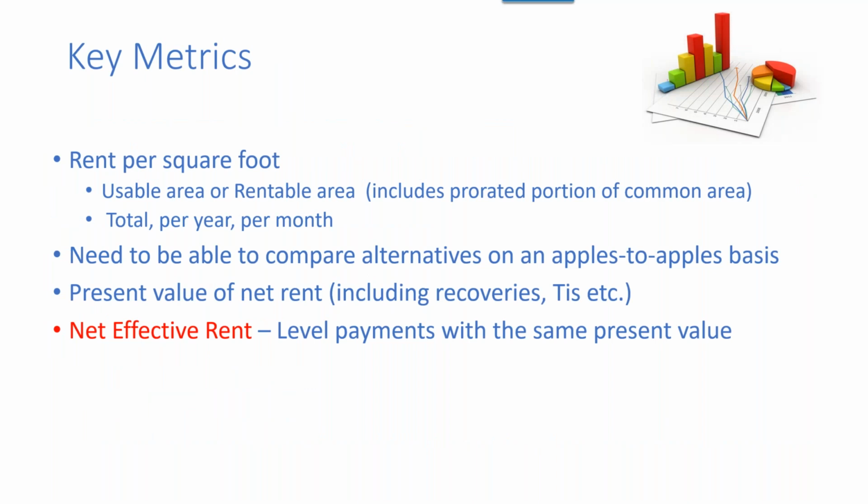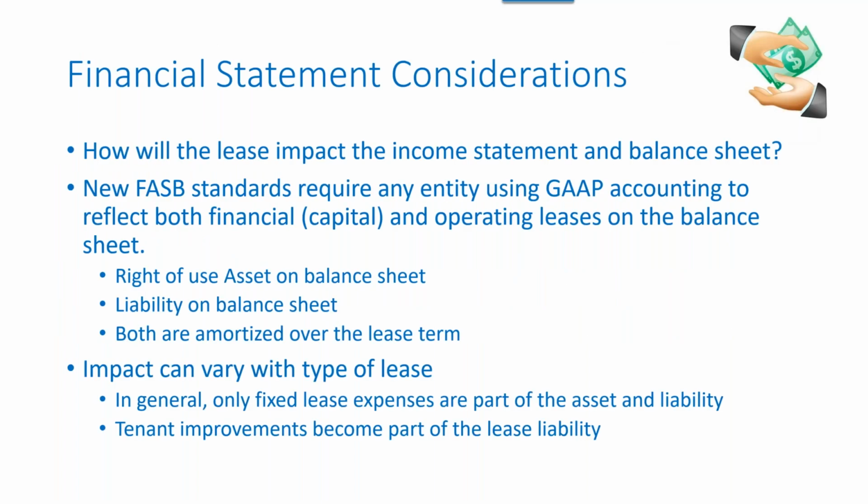And then what we care about is our rent per square foot. And we want to be able to compare things on an apples to apples basis, which is where our net effective rent comes in handy. And we already talked about the financial statement considerations because of what the Financial Accounting Standards Board did to us as part of the GAAP accounting.